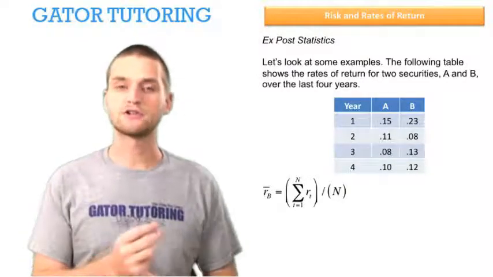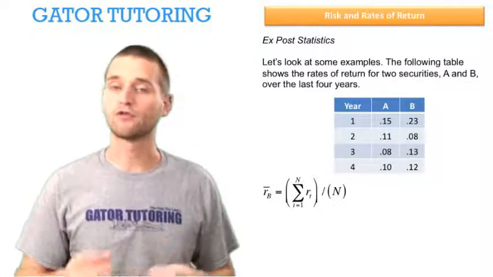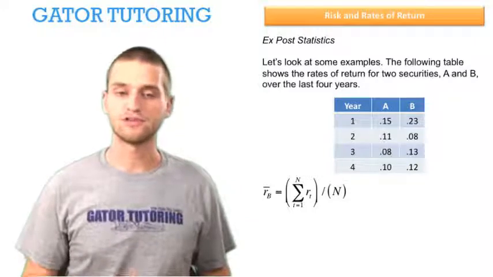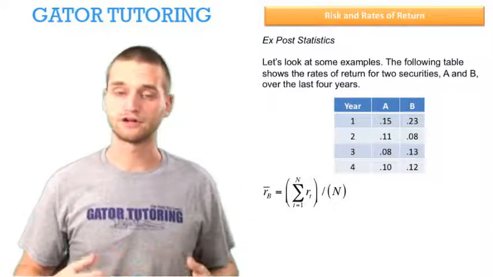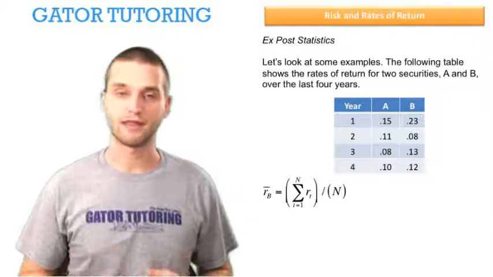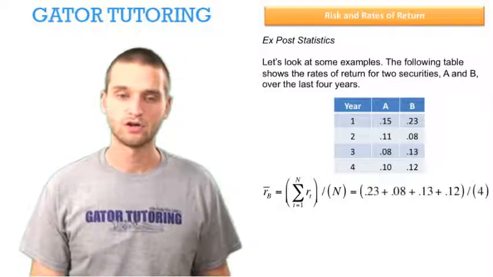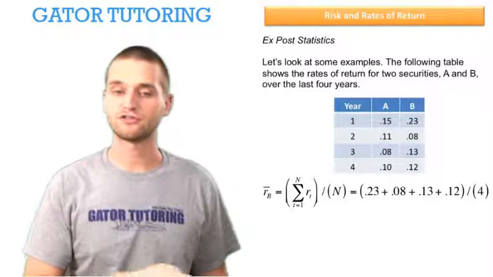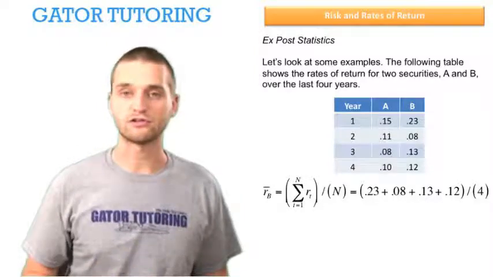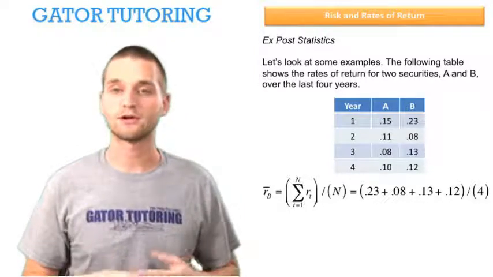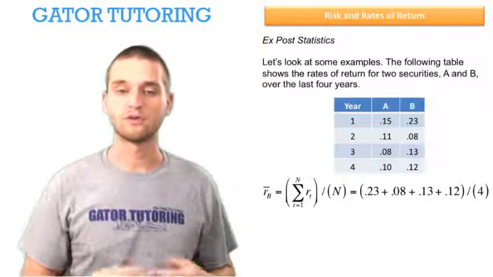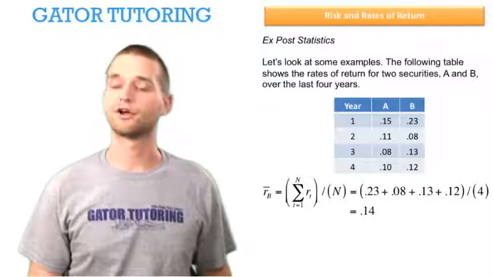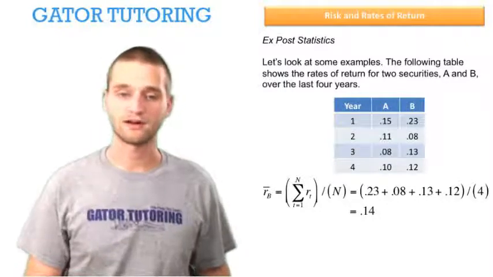Let's do the average rate of return for security B over the last 4 years. So again, the average rate of return is the sum from t equals 1 to n of the return in each year divided by big N, the total number of years. So in year 1, security B earned 23%, in year 2 it earned 8%, and then 13%, and then 12%. So we add up all those rates of return and we divide by 4, the number of years. And we see the average rate of return over the past 4 years was 14%.